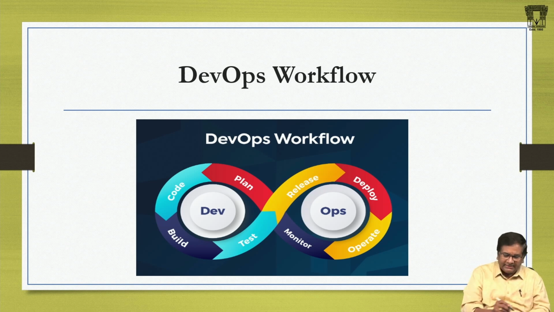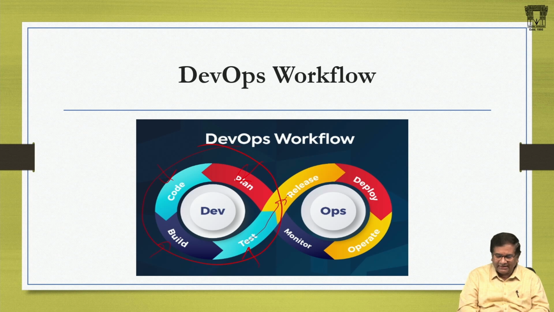If you see, the planning is done by the development team, and coding is done by the development team. Building is done by the development and QA teams together. Again, testing is done by the QA team. Once the testing happens, this is the development portion. It goes to the ops team. The ops team takes care of releasing, deploying, and putting it into production, and putting in monitoring. Once this is done, again the new cycle happens.